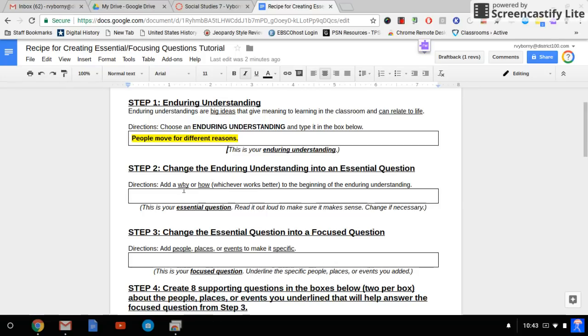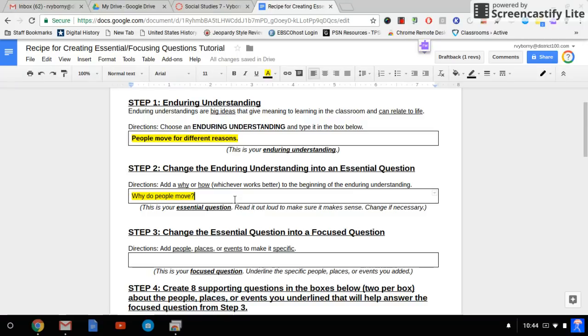We do that by adding a why or a how. For this one, we just need to add a why. We could simply say, why do people move? That's a question. We added a why to the front of that. That's our essential question now. You read it out loud and it sounds good, so go with it.